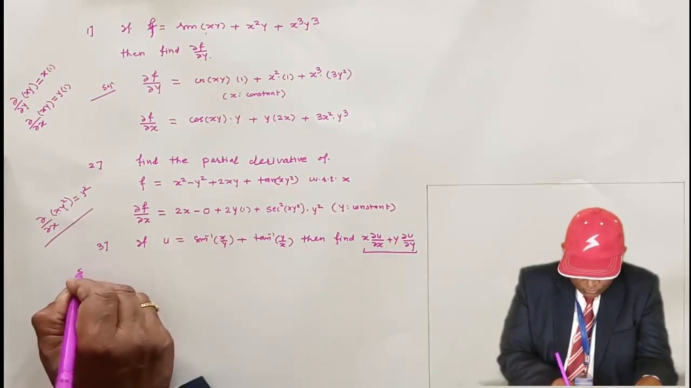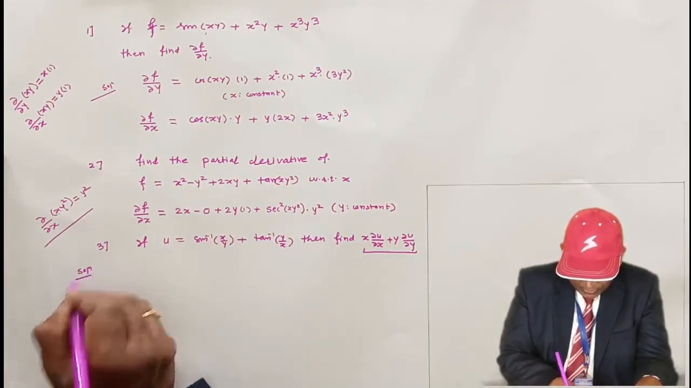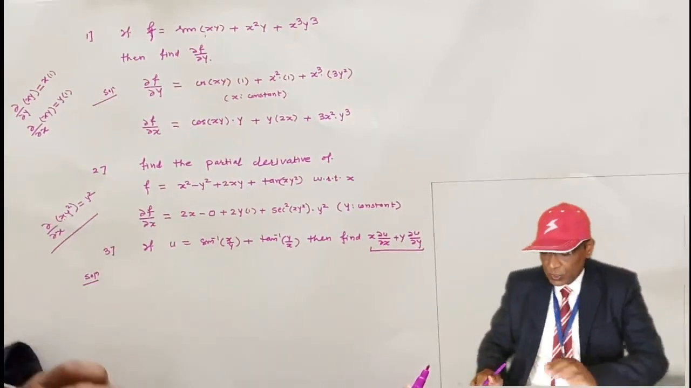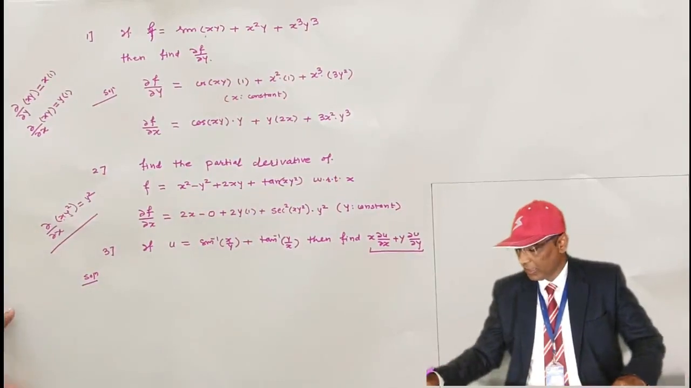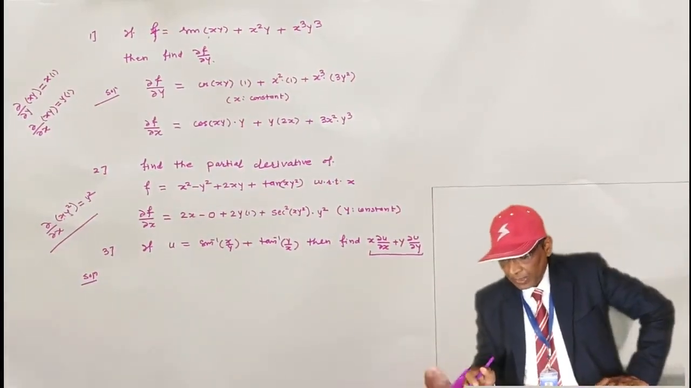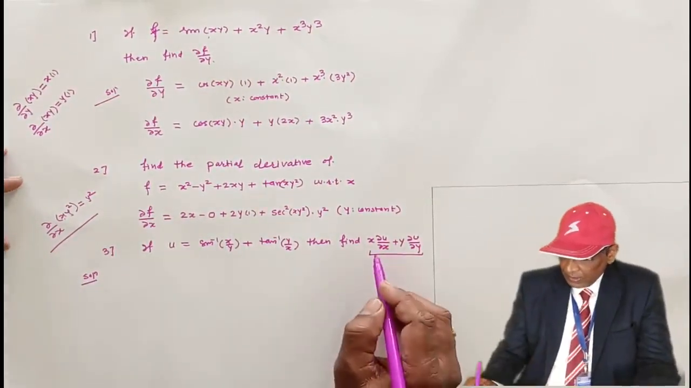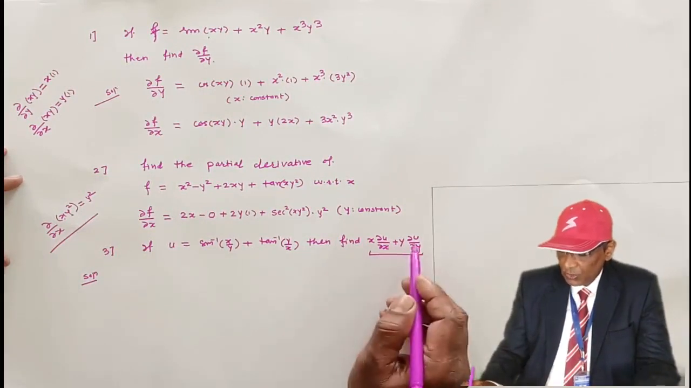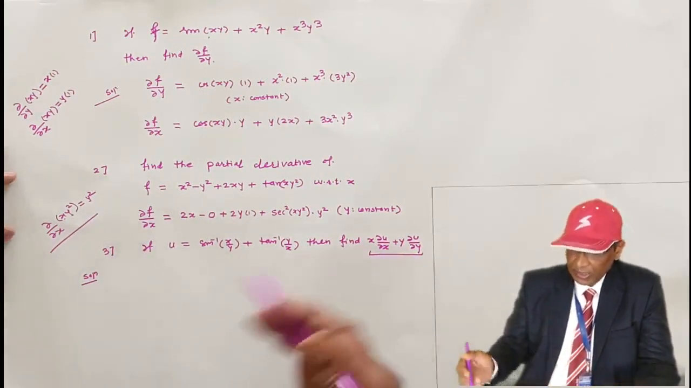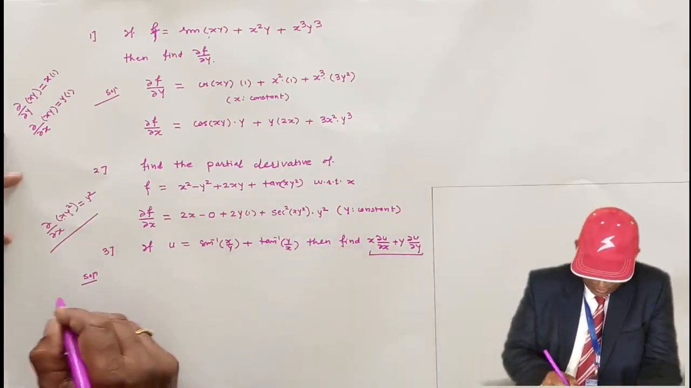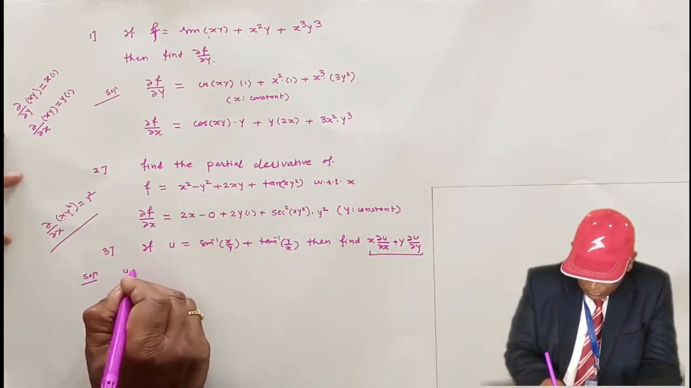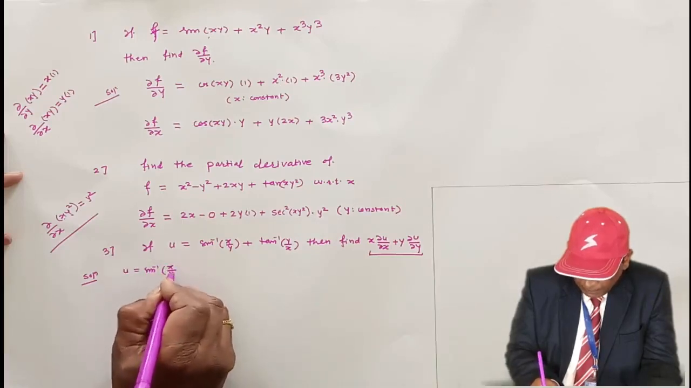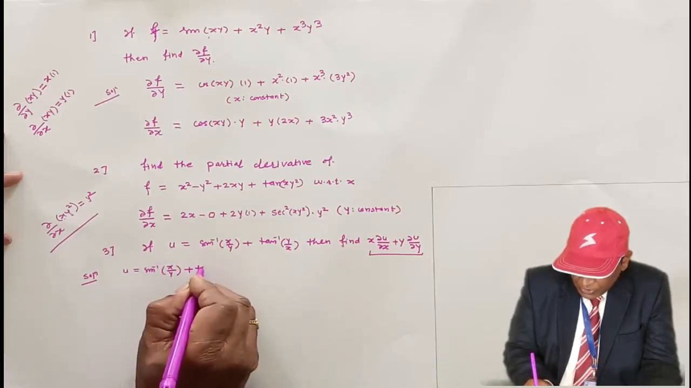What I am going to do, I am going to find derivative of u with respect to x, because del u by del x is required, del u by del y is required. So these two derivatives are required, therefore I am finding values of these two derivatives separately, then I will put it here and then I will get the value. Here u is equal to sine inverse of x by y plus tan inverse of y by x.